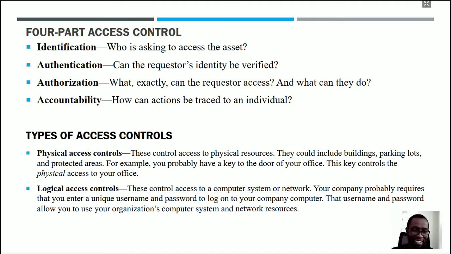Who is it? And is he part of us? Can we allow him or give him the go-ahead? And then what authorization is: what exactly can the requester access and what can they do? Have you been given the authority to perform some action on the resource? That is authorization. And then accountability is like, can we trace you?